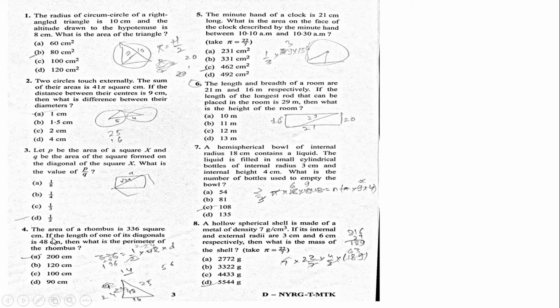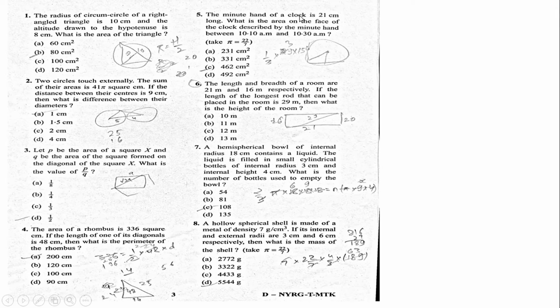The answer for the fourth will be option A, because the area of the rhombus is half into diagonal one multiplied with diagonal two. So this formula will give us the other diagonal as 14. So the side will be 50, and 50 into 4 will be 200. So the perimeter will be 4 into side, that is 200 centimeter.